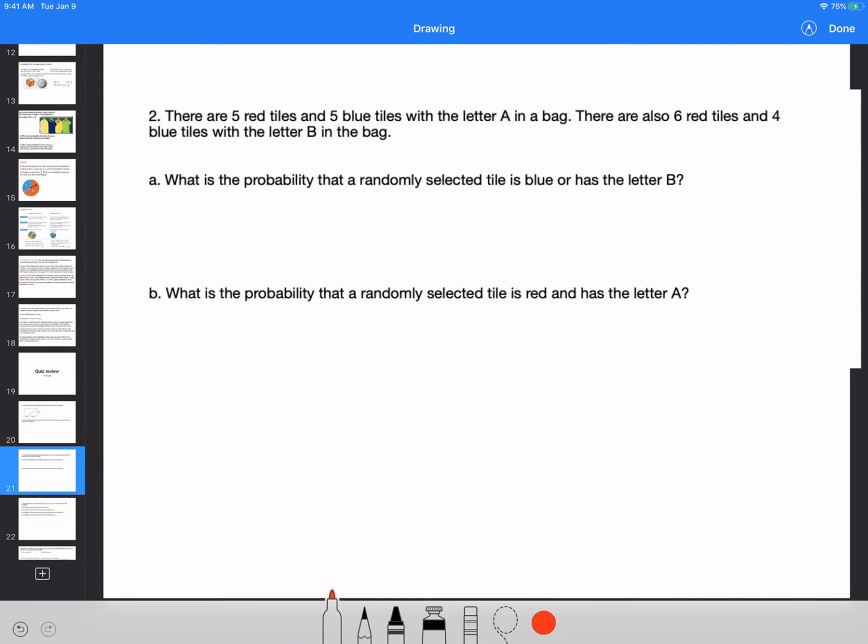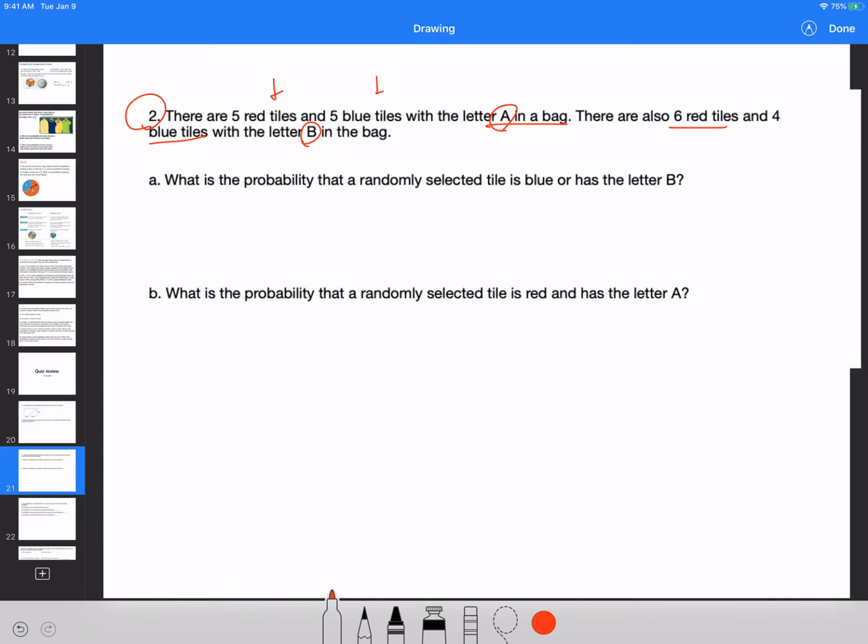Number 2, I would like you to pause the video and take a look at the question, then try solving this on your own, and then take a look at the video once again. Okay, so for number 2, it says there are 5 red tiles and there are 5 blue tiles with the letter A in the back. So it's a little bit complicated because not only do we have different colors, but different letters as well, A and B. There are 6 red tiles and 4 blue tiles in the back.